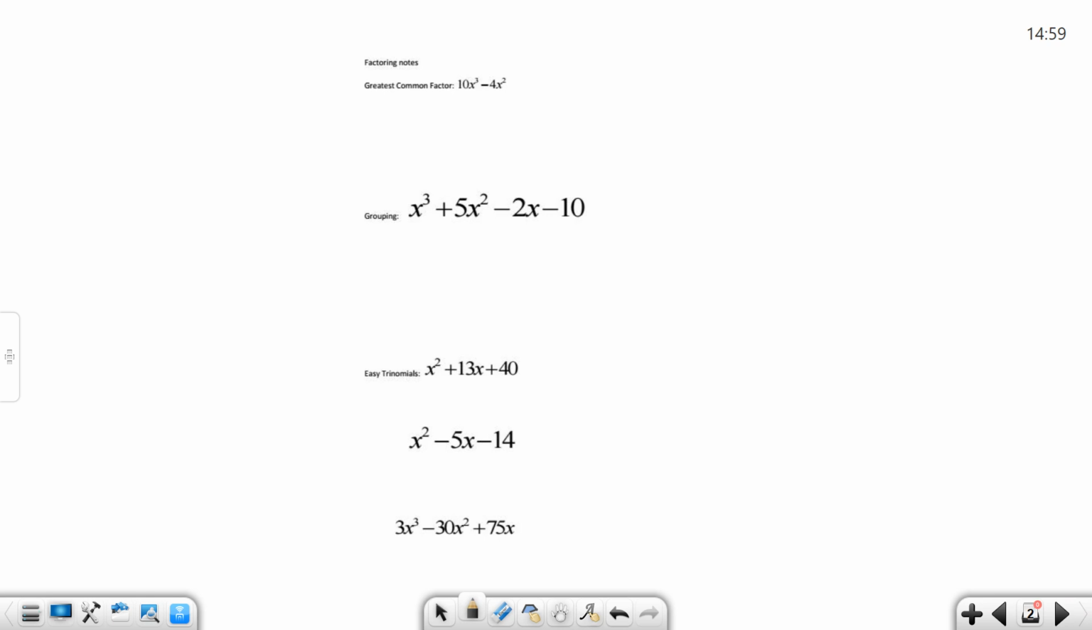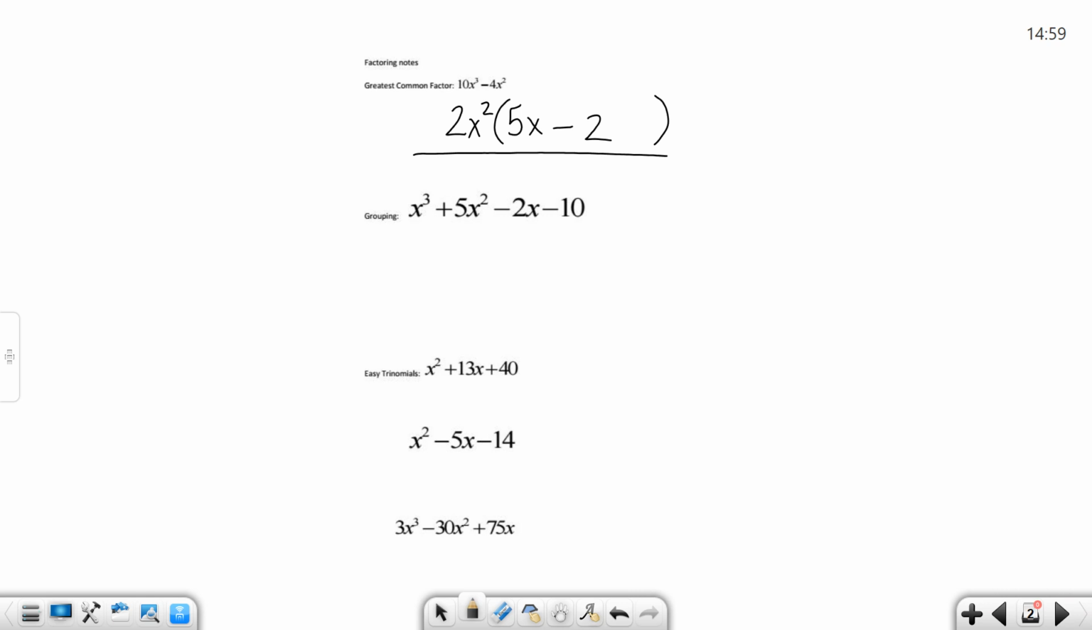And so you've got 10x cubed minus 4x squared. I see they're both even, so I'll take out a 2. I see they both have an x, and you'll take out the smallest one, which is x squared. So I'm going to take 2x squared out of these terms. So when I take that out, that leaves me with a 5x minus 2 left over. And that's how that one would look.